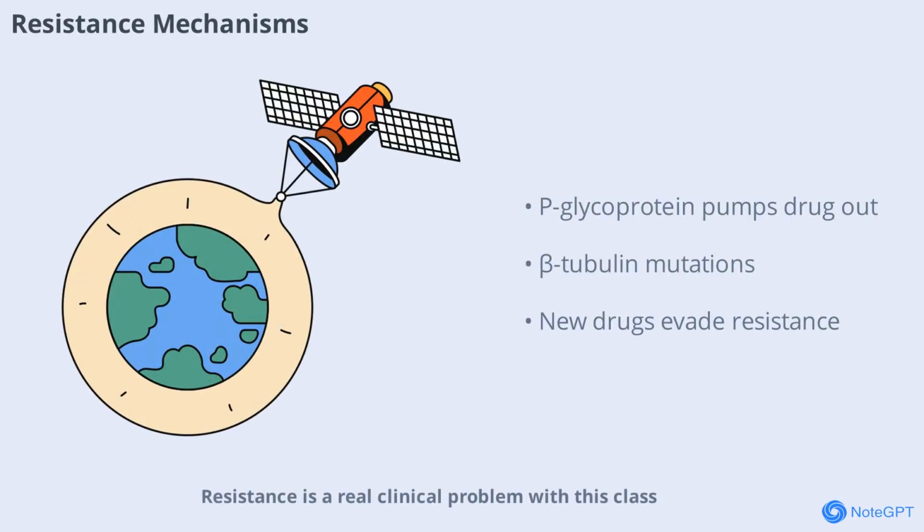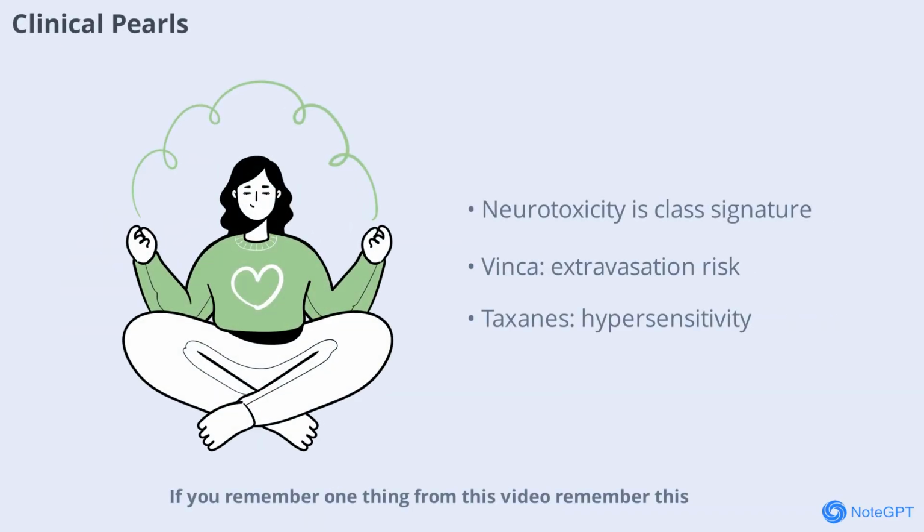Resistance is a real clinical problem with this class. The most common mechanism is overexpression of P-glycoprotein, an efflux pump that actively removes the drug from cancer cells before it can act. Tumors can also alter the structure of beta-tubulin itself, changing the binding site so the drug can no longer attach effectively. This is why newer agents like Cabazitaxel were designed to be poor substrates for these efflux pumps, helping to overcome resistance.